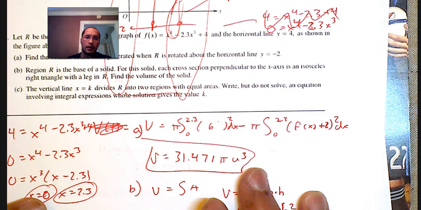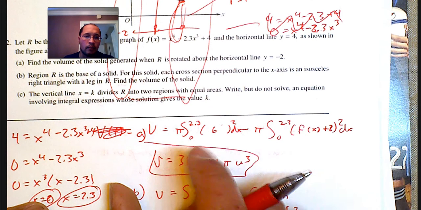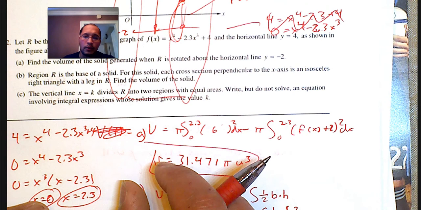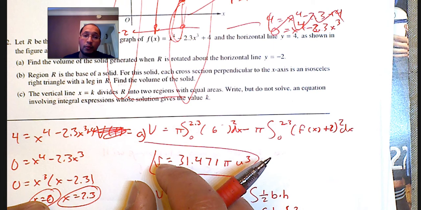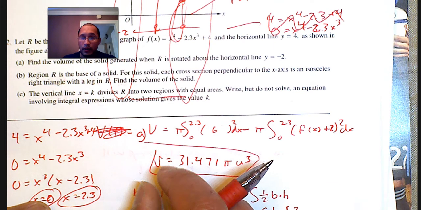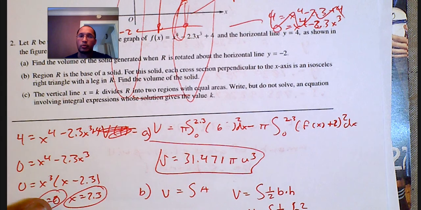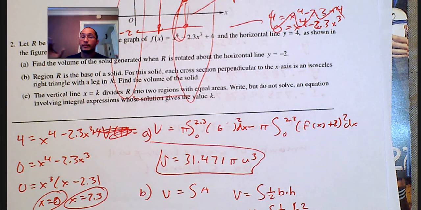The vertical line x equals k divides R into two regions with equal areas. Write but do not solve an equation involving integral expressions whose solution gives the value of k. Well, that's just crazy talk. Basically, you want two integrals giving equal area. And where's k? K's in between them, so k is going to intersect.